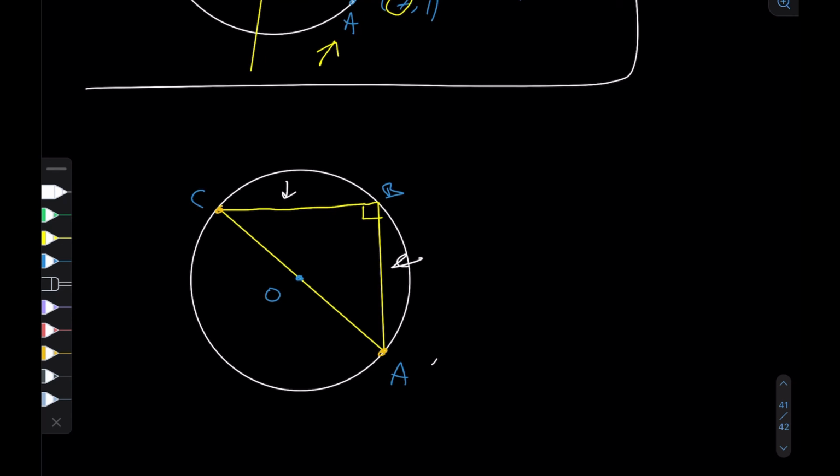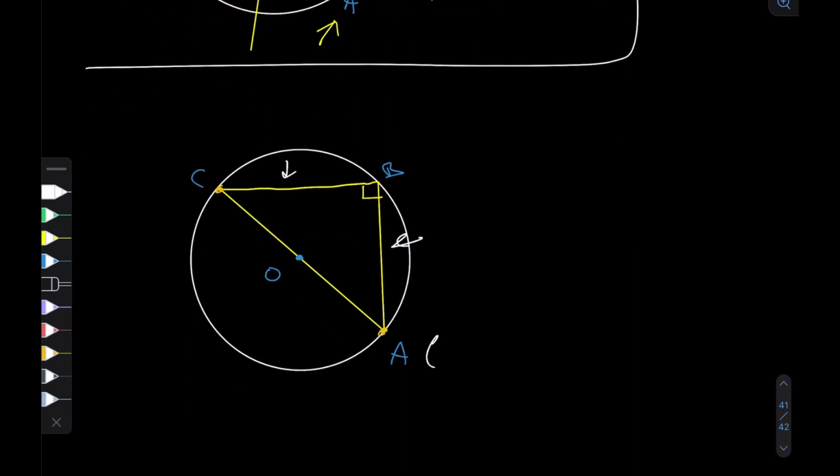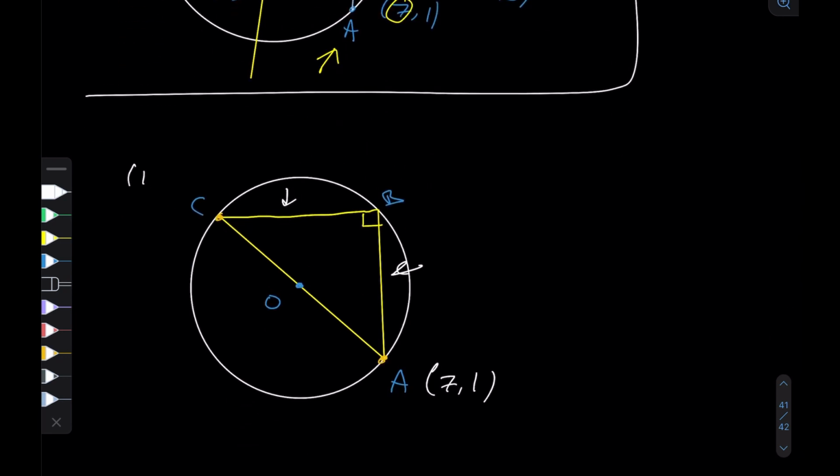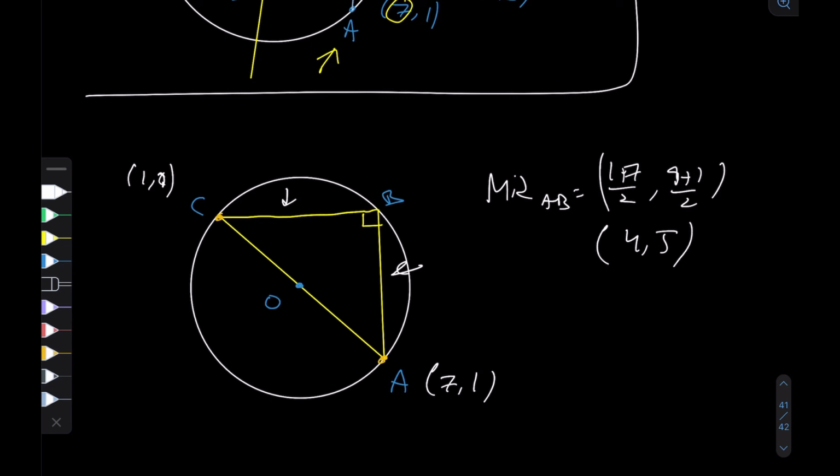So A was 7 comma 1 and C was 1 comma 9. The midpoint of AC should be 1 plus 7 divided by 2 and 9 plus 1 divided by 2. In other words, it is 4 comma 5, exactly what we also reached before. And of course, what you can further do is either calculate the distance from the midpoint of AC to any of the 2 points, or calculate the distance between A and C and divide by 2.